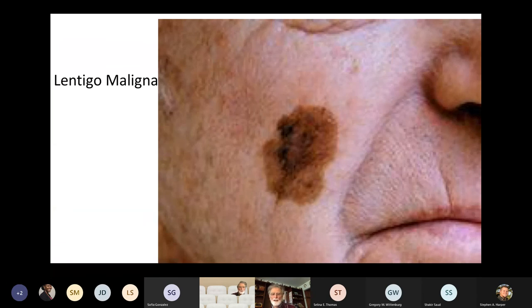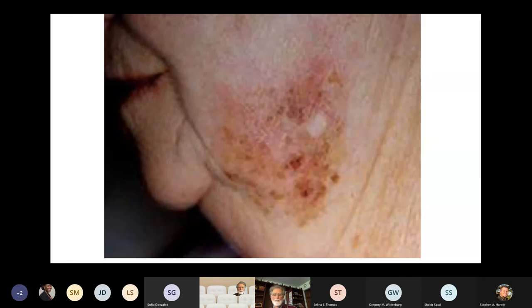Lentigo maligna can be kind of subtle. This is more obvious, but obviously you get solar lentigo on the face, and sometimes this is a liver spot. But look, if it's this dark and it's got this much variegation, you've got to be suspicious of lentigo maligna. It's in situ, but over time they stop being in situ.